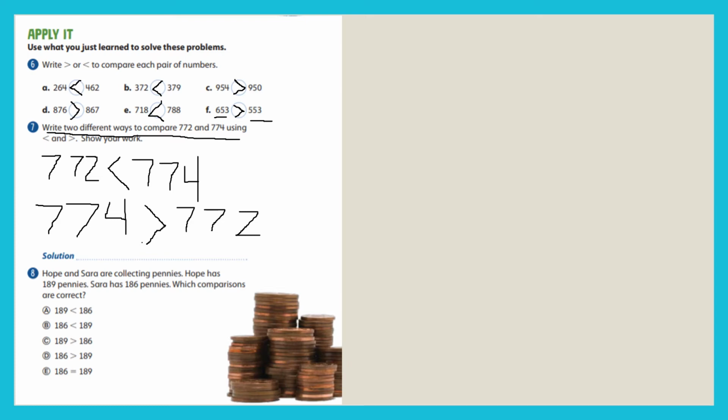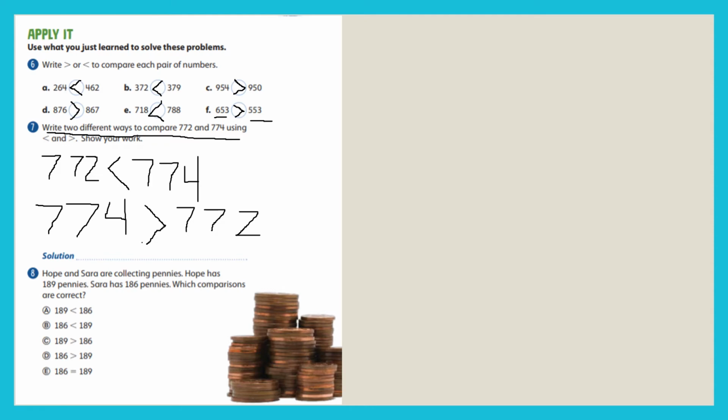Hope and Sarah are collecting pennies. Hope has 189 pennies. Sarah has 186 pennies. Which comparisons are correct, boys and girls? Let me give you a little hint. When you have more than 4 answers, that means you're going to have 2 or more answers correct. All right. I see 1, 2, 3, 4, 5. So there's going to be at least 2 answers in this problem that are correct.